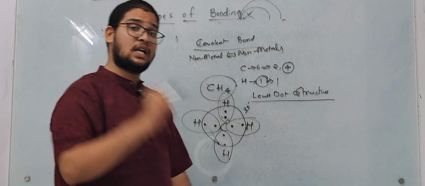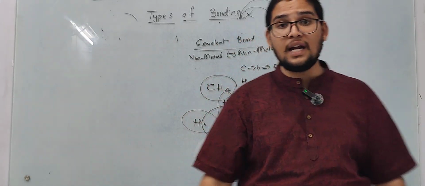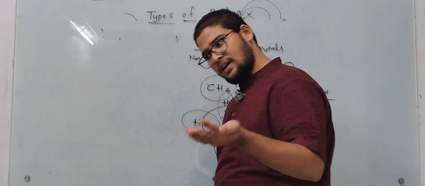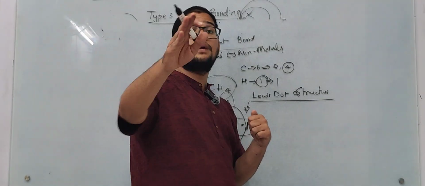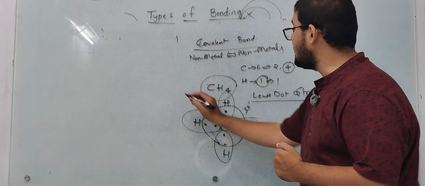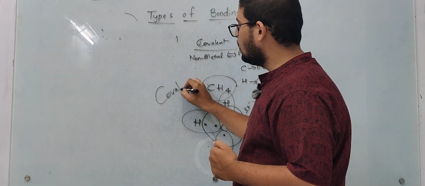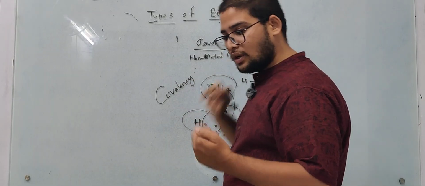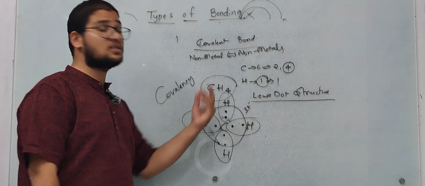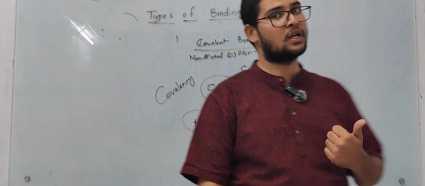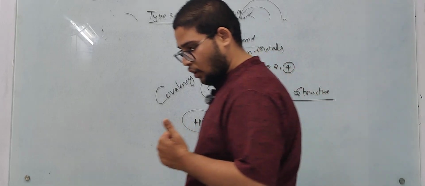We call that type of bonding covalent bonding. In the same way, a number of electrons are shared between each atom. That speaks about covalency. Electrovalency was about the number of electrons transferred. Covalency is all about the number of electrons shared mutually between two atoms. So this is what a covalent bond is.